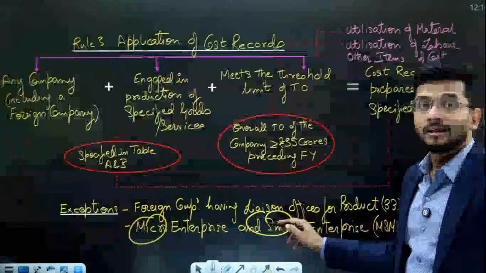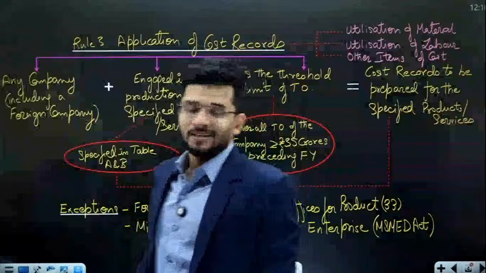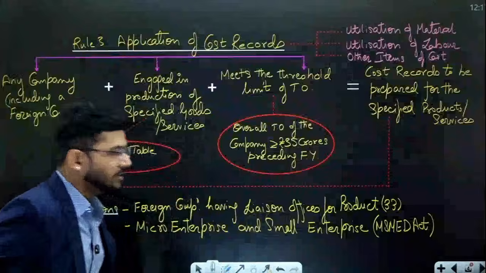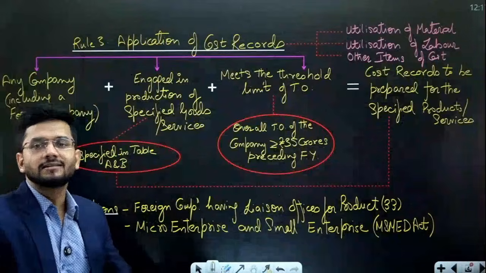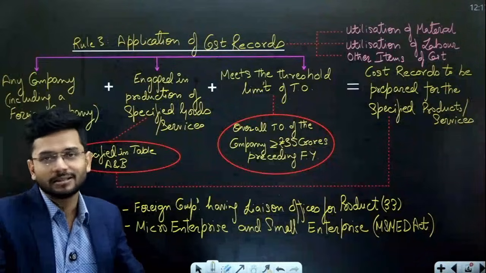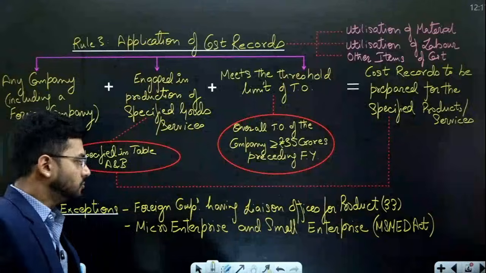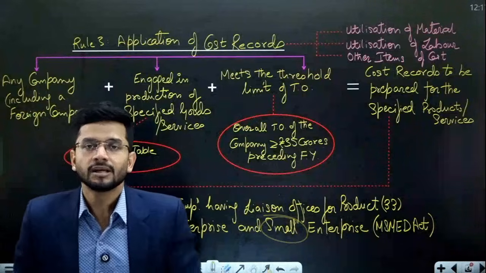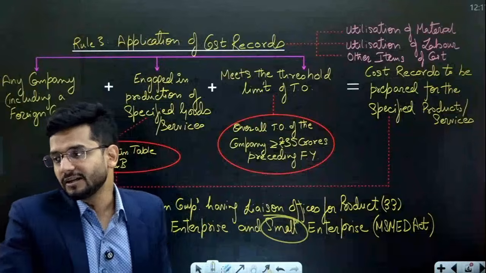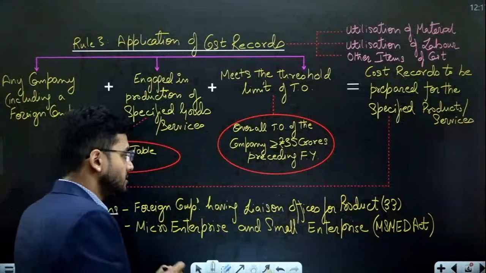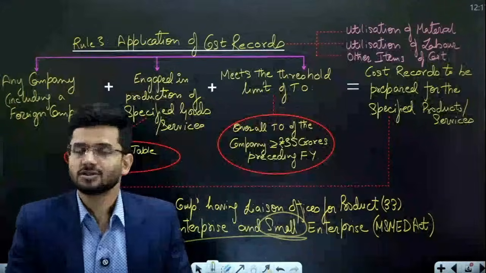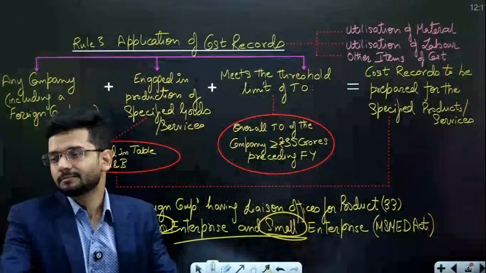Please remember, only micro and small are exempt. Medium is not exempt. Sometimes the examiner will trick you by saying that this company is a medium company under the MSMED Act, registered under the MSMED Act. This is a medium sized company. It is not exempt. Medium size is not exempt. What is exempt is micro and small. Medium is not exempt. That is a very, very important distinguishing factor that you need to understand. Micro enterprise, small enterprise is exempt. Medium enterprise is not exempt in this particular case.